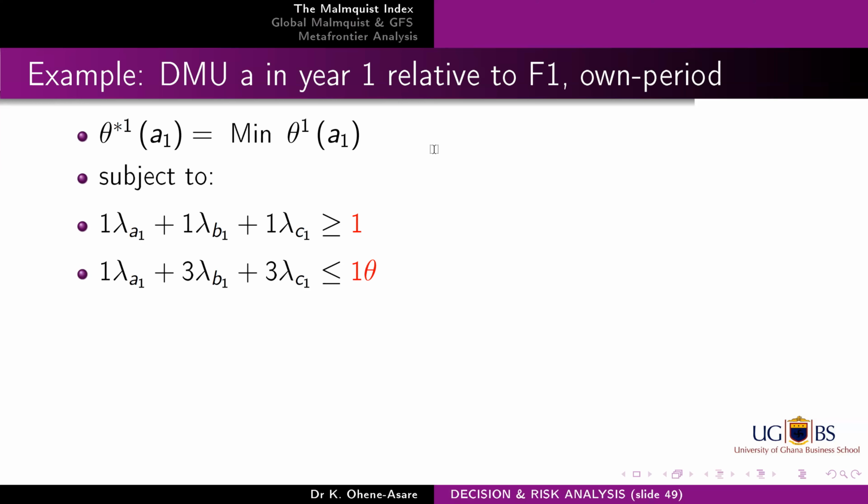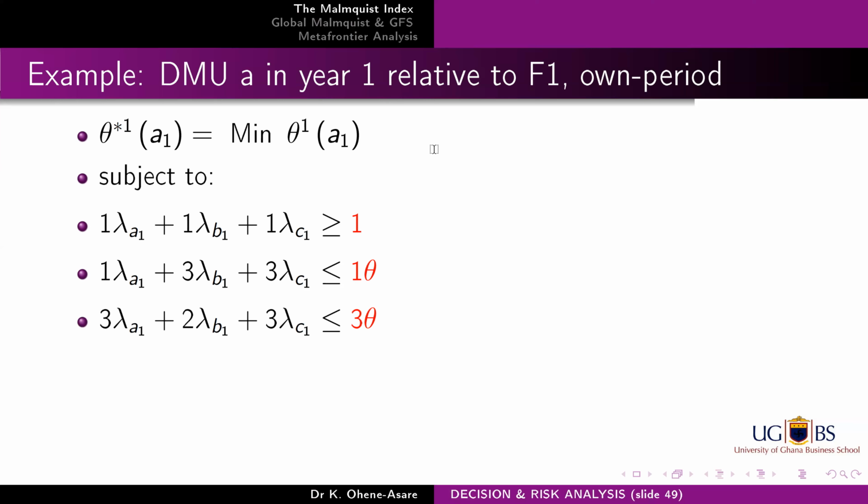Then for the second input, it will be 3 lambda A1 plus 2 lambda B1 plus 3 lambda C1 less than or equal to 3 theta. Exactly, 3 theta. All right. That's right.